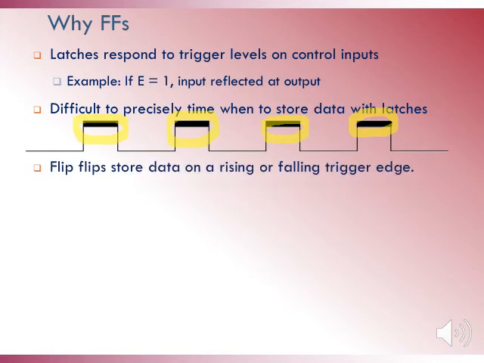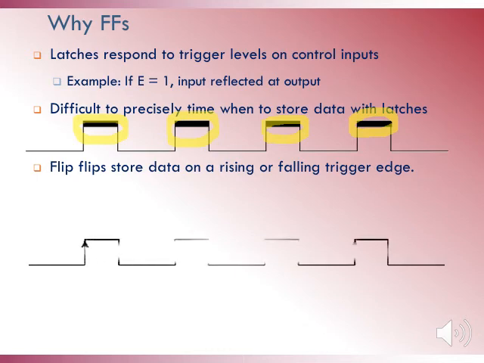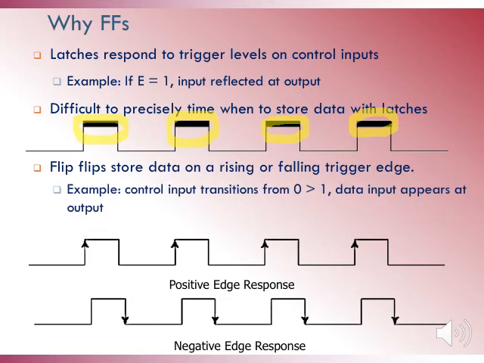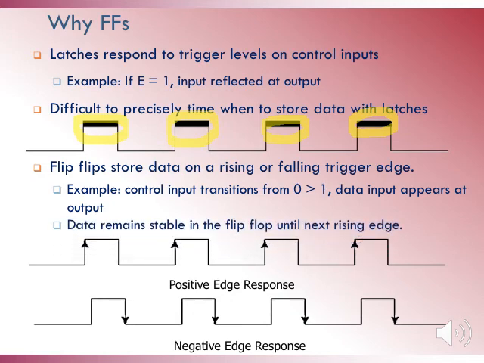Flip-flops, on the other hand, store data on either the rising or falling trigger edge. The first waveform here shows all the positive edges, and similarly the second waveform is shown with negative edges identified. Flip-flops will store the data either on the rising or the falling trigger edge. So it is very easy to precisely time when to store the data using flip-flops. For example, when the control input transitions from 0 to 1, the data input appears at the output for a positive edge response. That is why we prefer flip-flops as compared to latches, because data remains stable in the flip-flop.